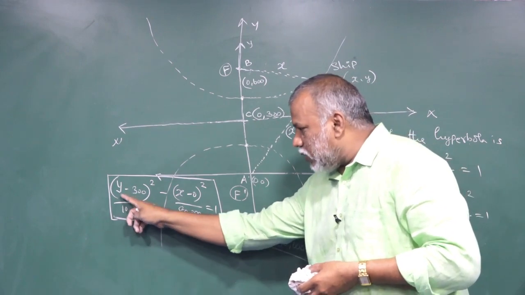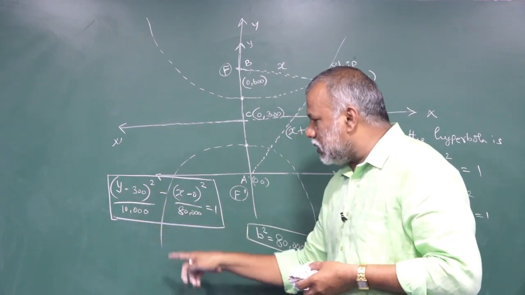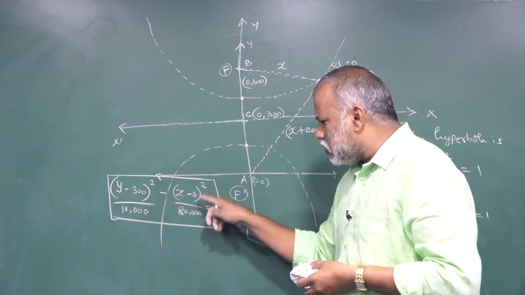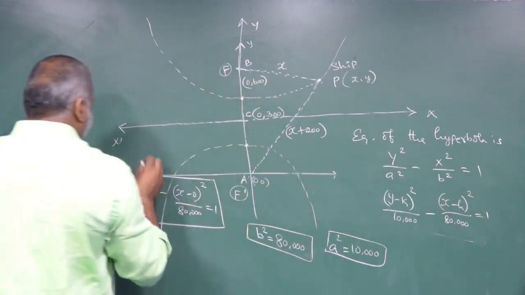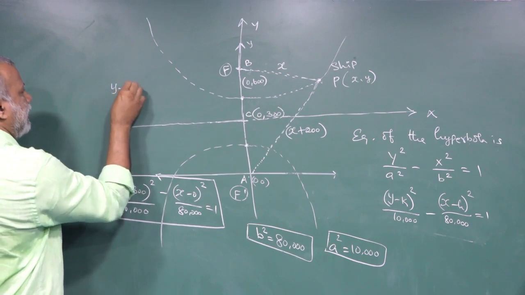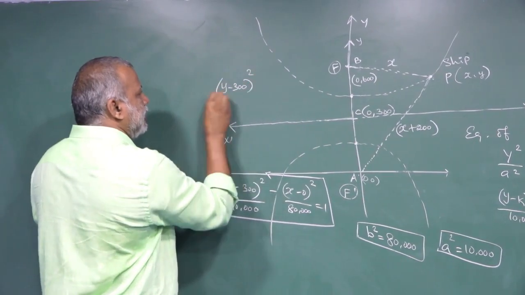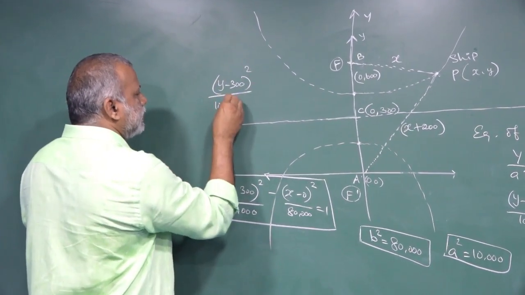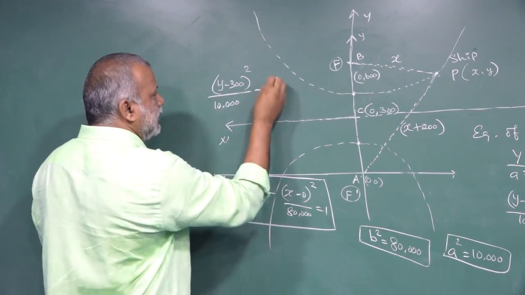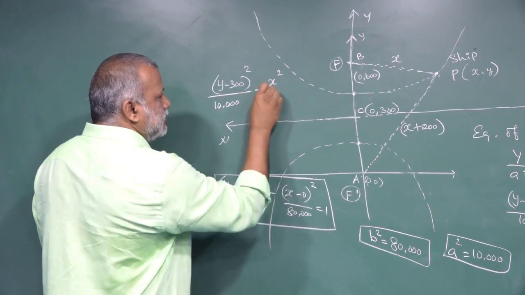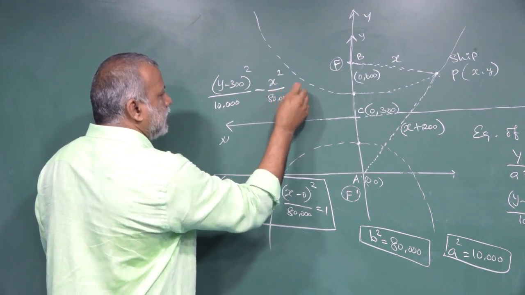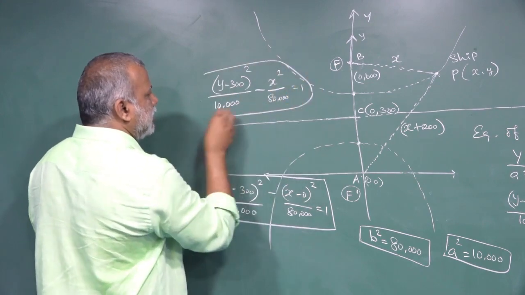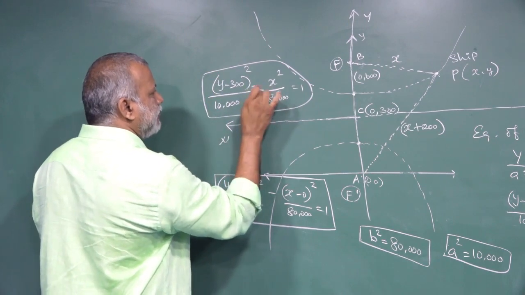Its equation is (y minus 300) the whole squared by 10,000 minus (x minus 0) the whole squared by 80,000. Therefore, this 0 will be removed. We can get the final answer: (y minus 300) the whole squared divided by 10,000 minus x squared divided by 80,000 equal to 1. This is the required equation of the hyperbola.